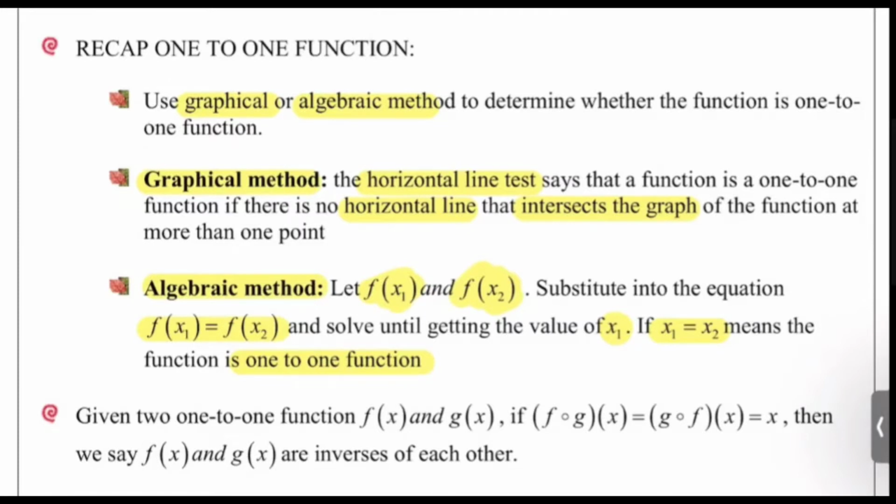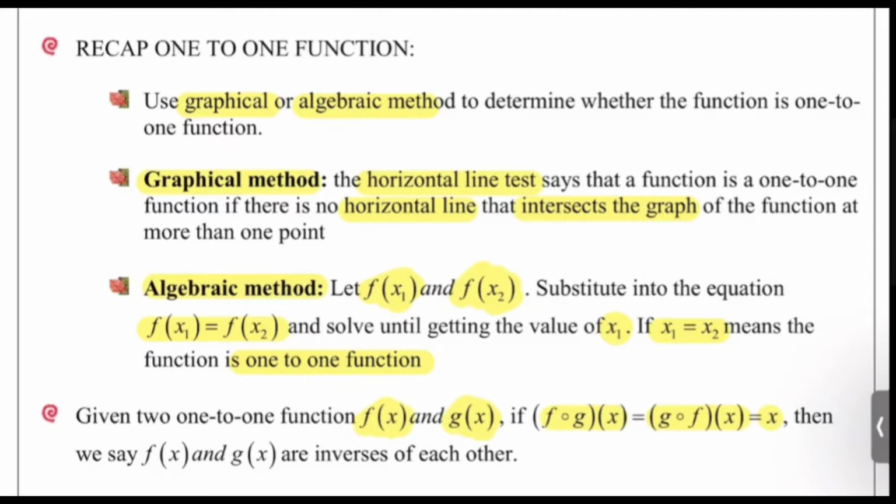So, given two one-to-one functions, f of x and g of x, if f of g of x equals g of f of x equals x, then we say f of x and g of x are inverse of each other. So, kalaulah kita ada dua function, okay, di mana function f of x ni adalah one-to-one, function g of x ni pun one-to-one. Maksudnya kita ada dua function yang one-to-one. Dan kita kompositkan mereka. F of g of x kompositkan, kita dapat nilai x. Ataupun g kompositkan dengan f of x, kita dapat sama dengan x.